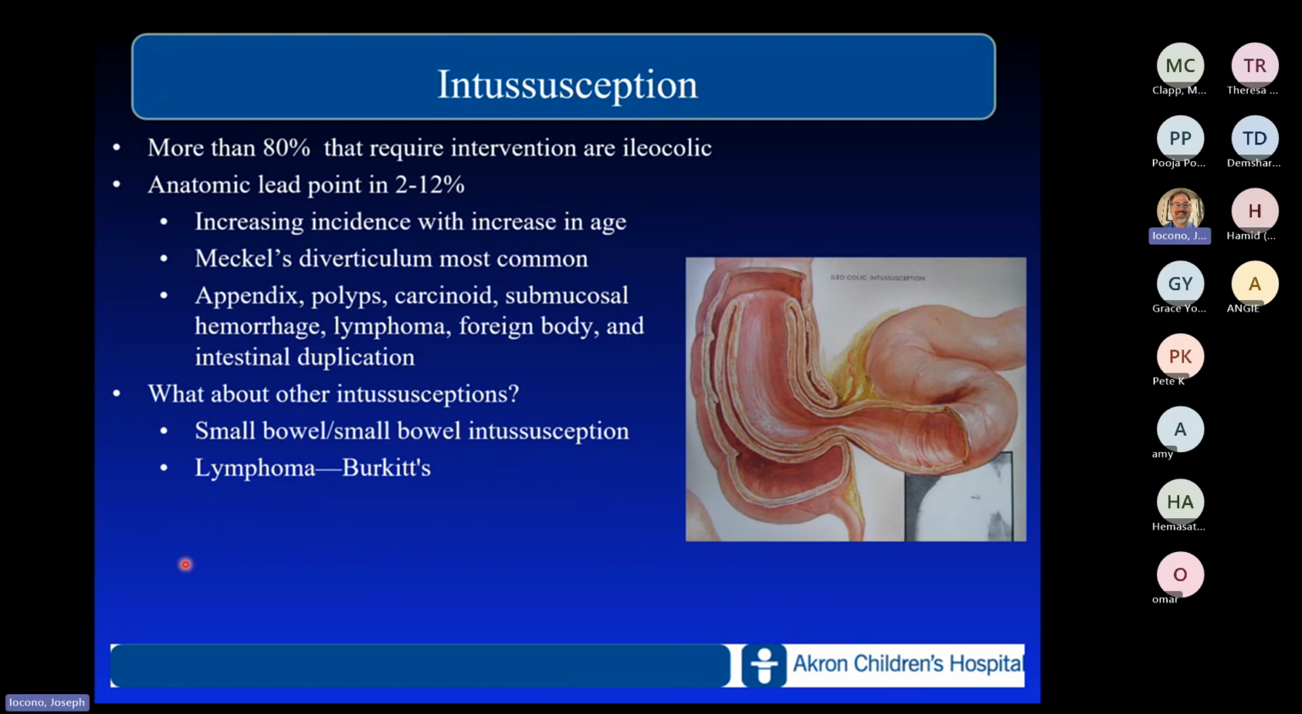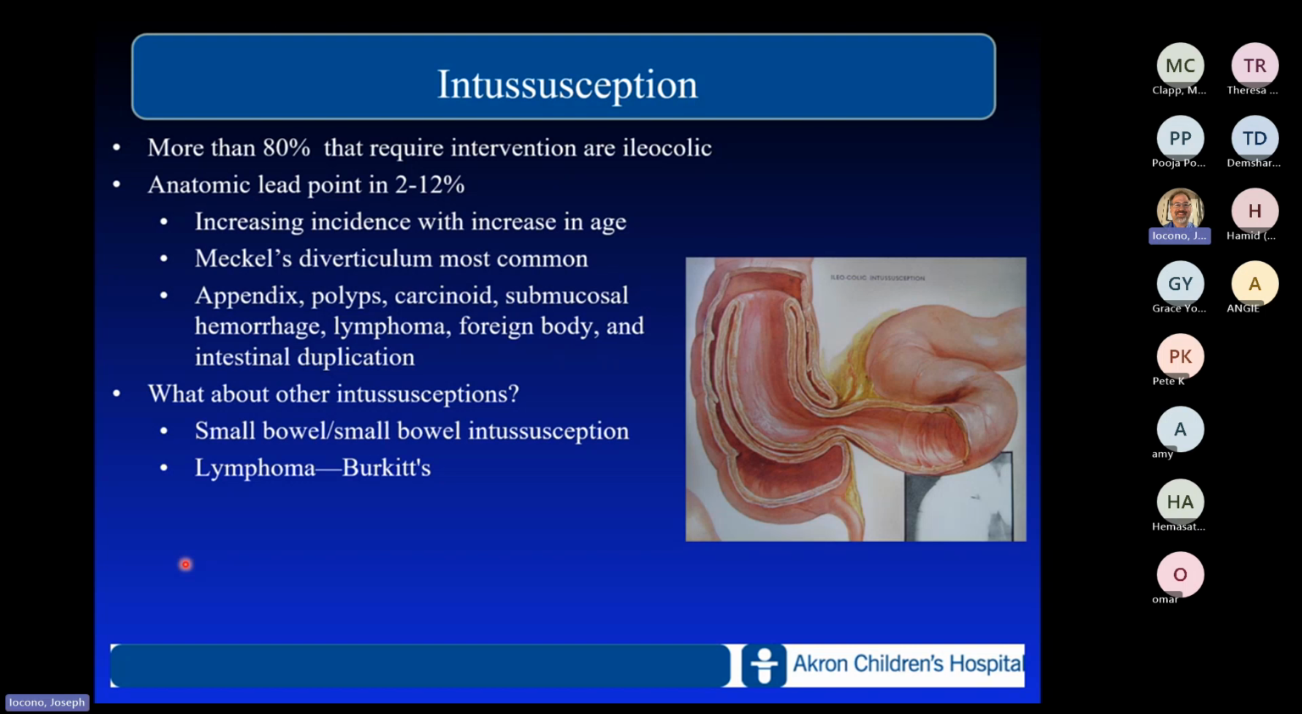So more than 80% of the ones that require intervention are ileocolic. The other 20% are persistent small bowel intussusceptions, or large bowel intussusceptions that are caused by something from some other pathology. Anatomic lead point can be anywhere from 2 to 12%, but after age 4, so if you see an intussusception in a vignette where someone is in the 7 to 8-year-old range, they're probably giving you a hint that they have something else going on and it's an ABSITE bet, lymphoma.